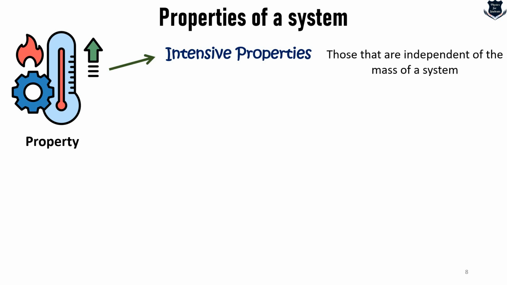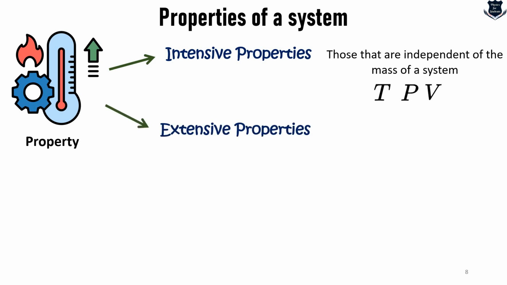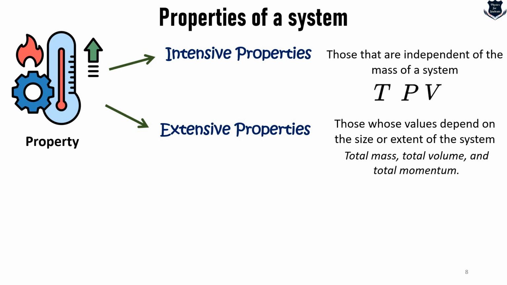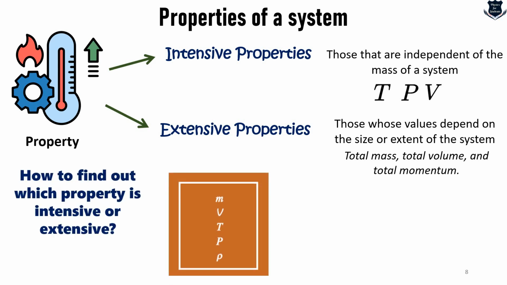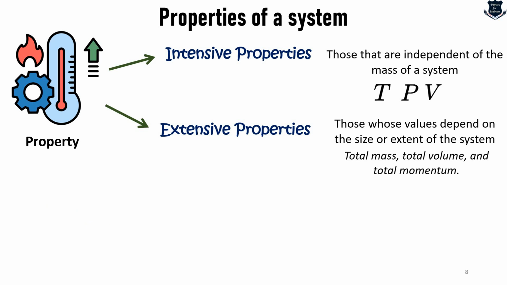One is an intensive property, which is independent of the mass of a system. So intensive properties are those that are independent of the mass of a system, such as temperature, pressure, density, etc. And there can be extensive properties, which are those whose value depends on the size or extent of the system. For example, total mass, total volume, total momentum. These are some of the examples of what we call extensive properties.